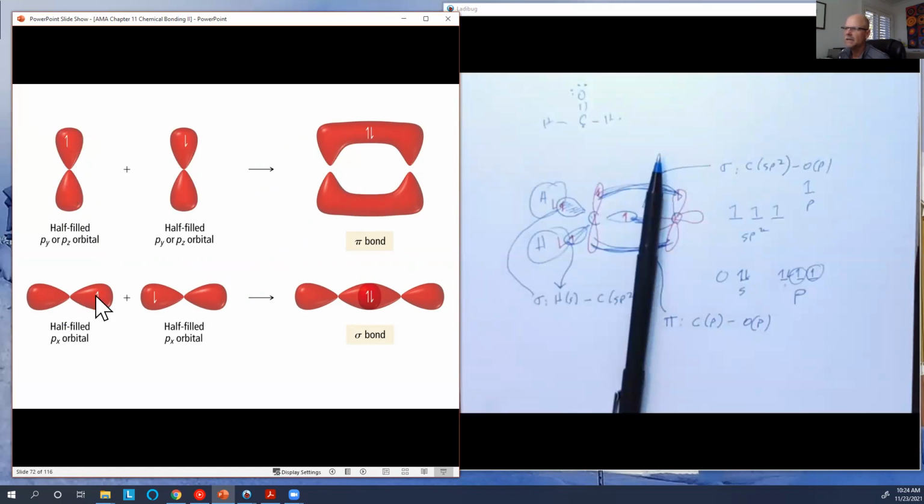A sigma bond is going to be face-to-face or end-to-end overlap between either a p and another p, or a hybrid orbital and another hybrid orbital. But the overlap's always going to be this way, end to end, instead of side by side. Okay, so this we call a sigma bond, this we call a pi bond.